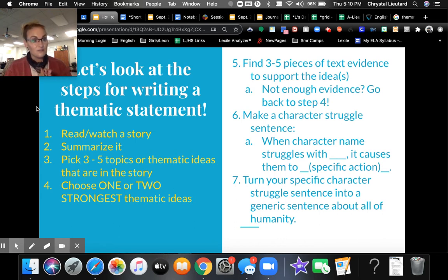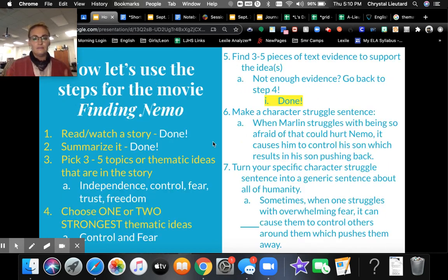Then you take that specific character struggle sentence and you back it up. You make it general and vague. Remember, no character names in our thematic statements, no specifics about the story in our thematic statements. They have to be general and sound like a comment about humanity, okay?